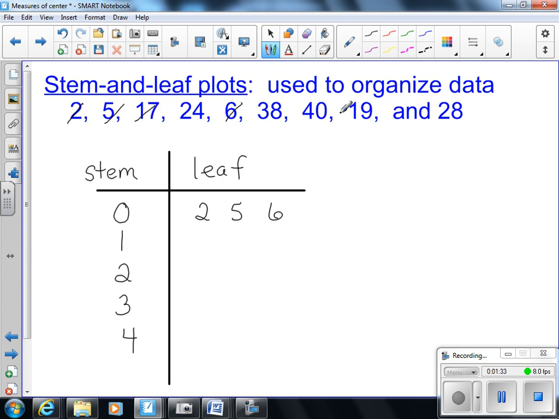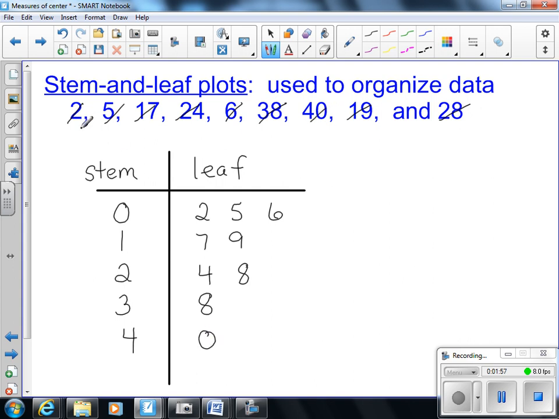Okay, let's look for your tens. Looks like we have a 17 and a 19, so I'll put a 7 and a 9. Okay, then I'm going to look for my 20s. This looks like I have 24 and 28, so I'll put a 4 and an 8. That represents 24 and 28. And then I'll look for my 30s. Looks like I just have 38, and 40 is my last one.